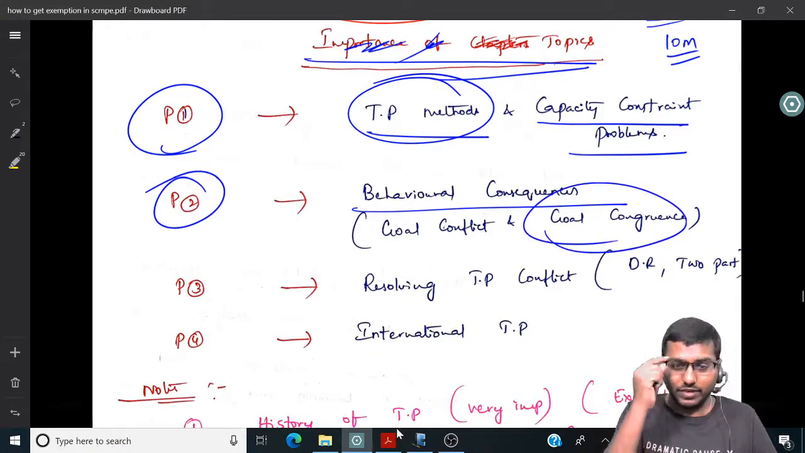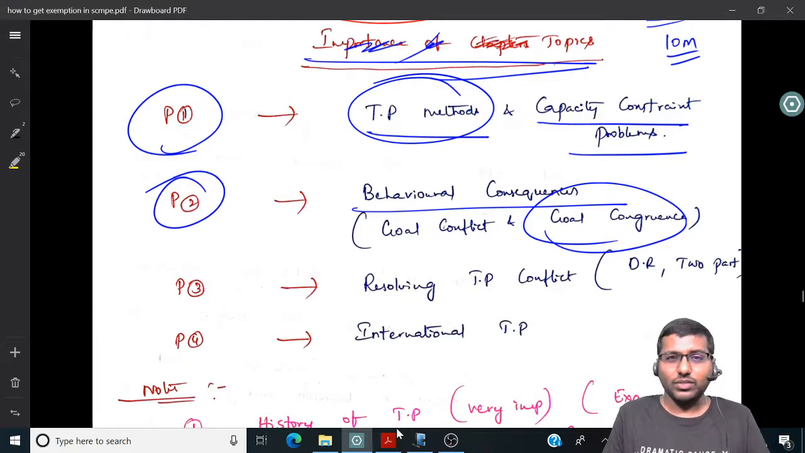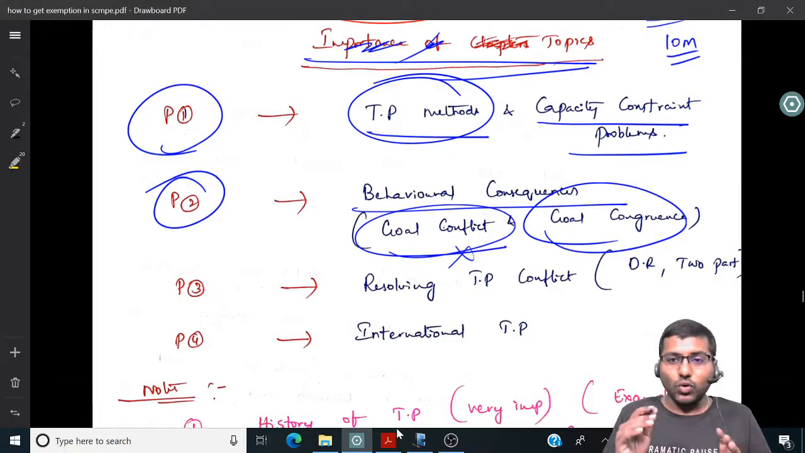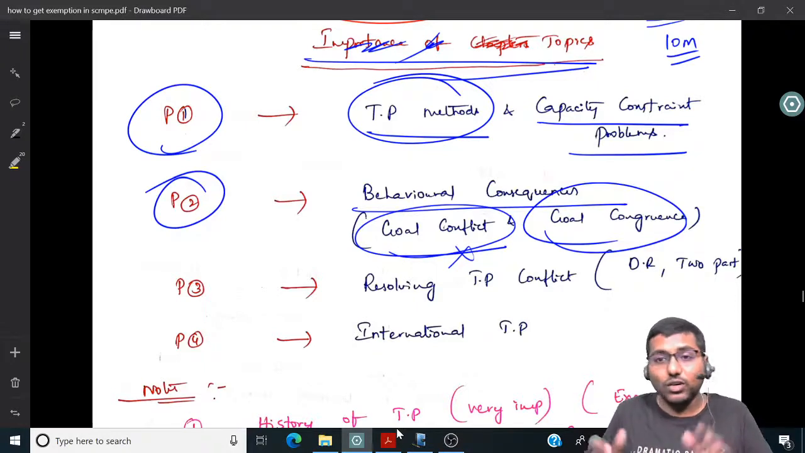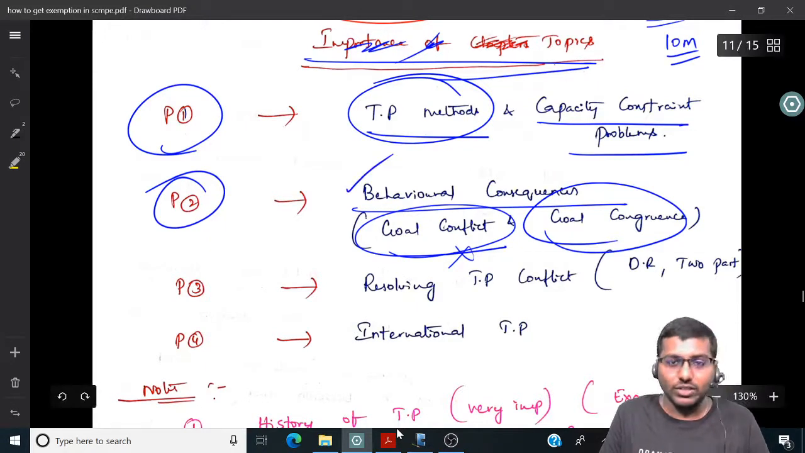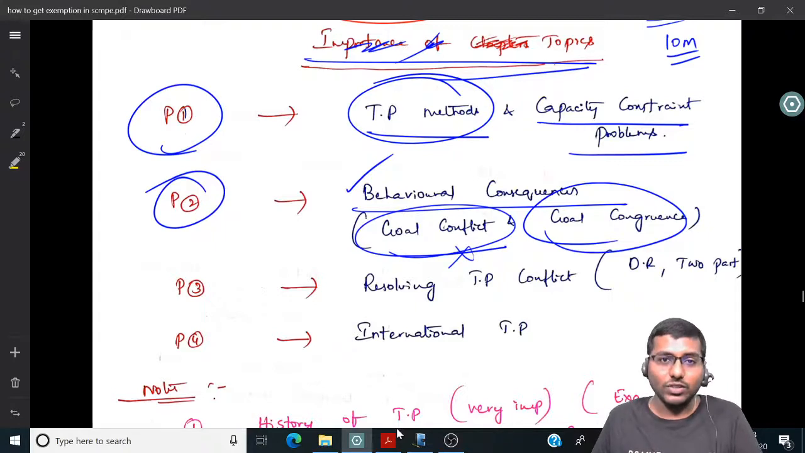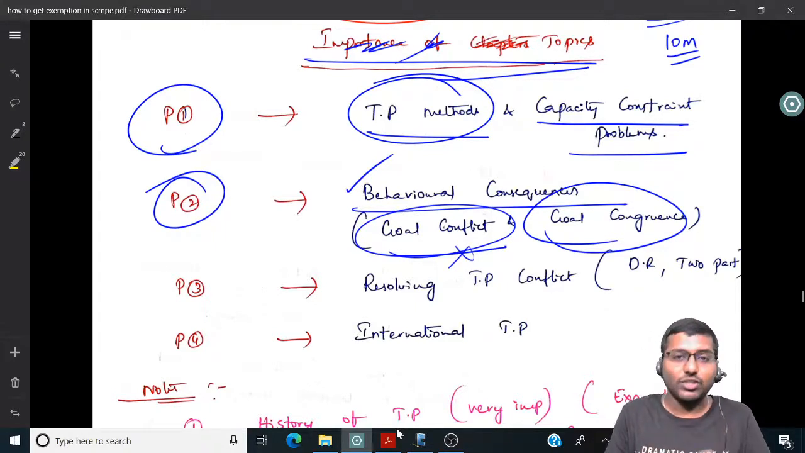You understand the point? If a particular transfer price is agreeable only to the divisional managers, but it is not in the interest of the company or not aligned with the overall objectives of the company, then we call it a goal conflict. Goal conflict is always bad. There will be many questions where a goal conflict scenario happens and you need to fix the transfer price in such a way that goal congruence eventually happens. That means I should know clearly the behavioral consequences, how these people will react, whether they'll agree or disagree. If he disagrees, what changes do I need to make to my transfer price? This is very important. This is the crux of this chapter.